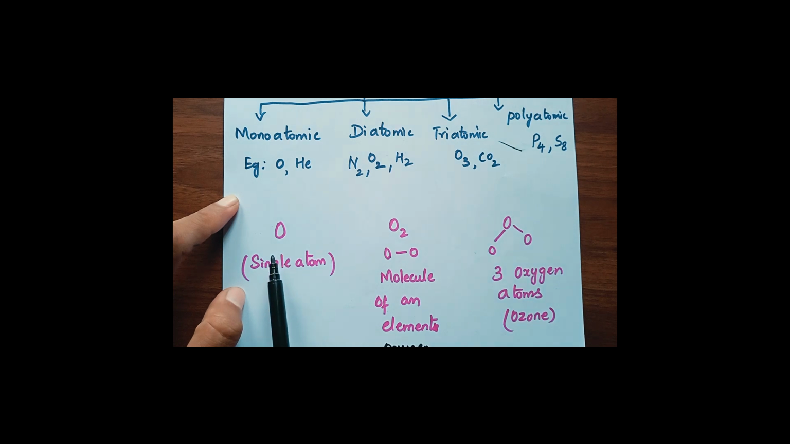So oxygen exists as a single atom, which contains only one oxygen atom. In O2 there are two oxygen atoms, then we call it a molecule. If we have three oxygen atoms, O3, that is ozone, then we call it a triatomic molecule.